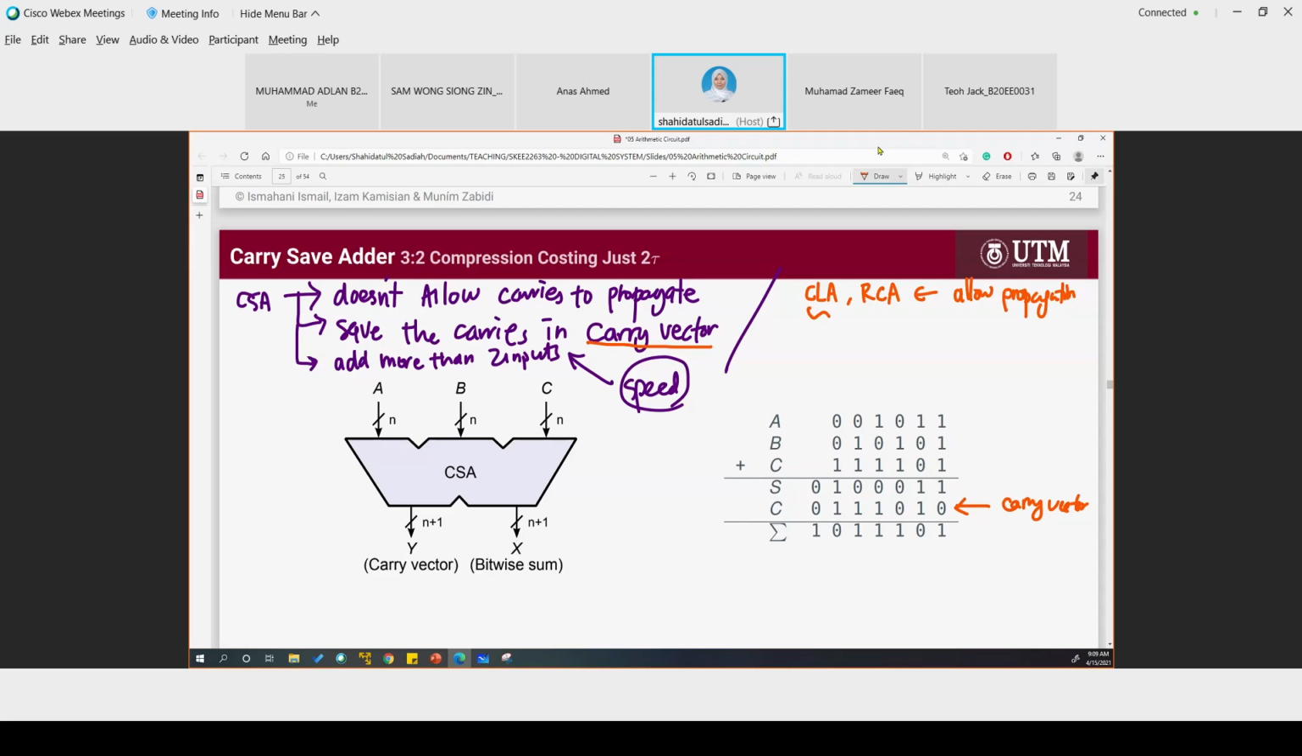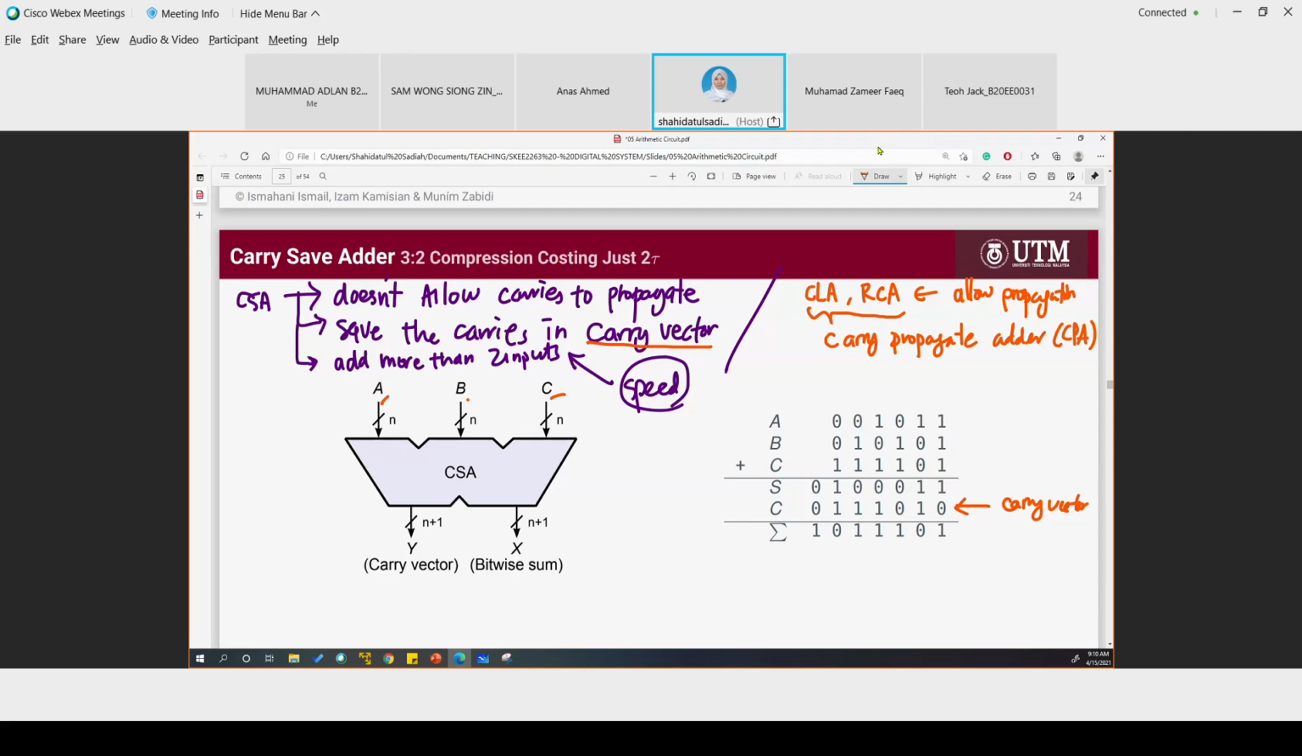So this type of adder in general is called the carry propagate adder, the CPA. Okay. Now, let's see this example here. It is a 6-bit adder, 6-bit carry save adder, and we are adding value A, value B, and value C.